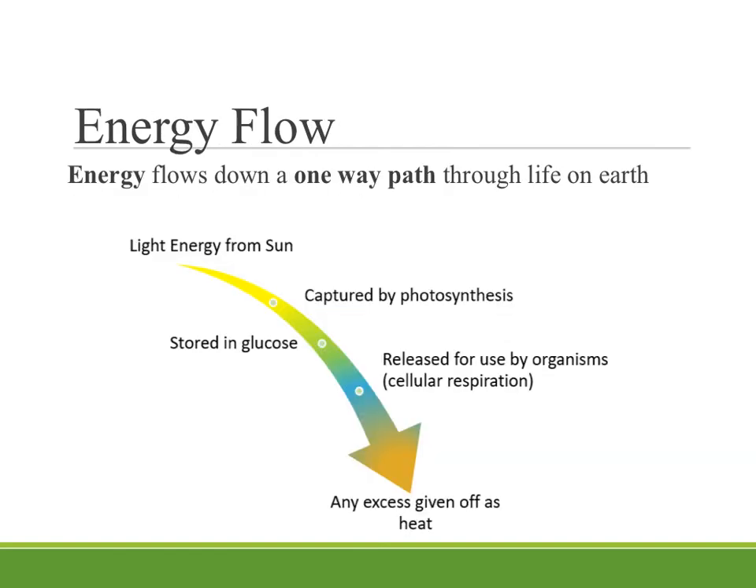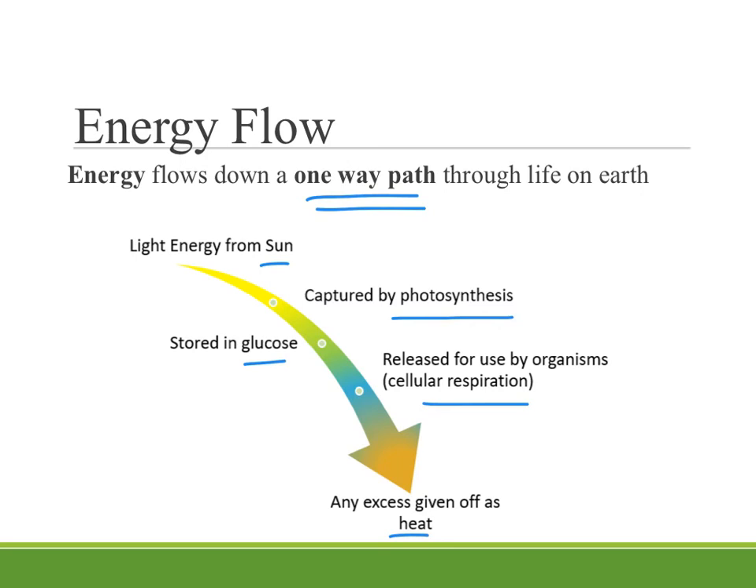And the final point I want to make is that energy flows down a one-way path through life on Earth. It always has to be coming in because the light energy from the sun is captured by photosynthesis and stored in glucose or other molecules. It can be released for use by organisms through a process known as cellular respiration, which we will get to. And if there's any energy left over after cellular respiration has released it from the chemical bonds, it's just given off as heat, and it goes out into the universe and it is gone. So energy only goes in and out. It only goes one way through life on Earth.